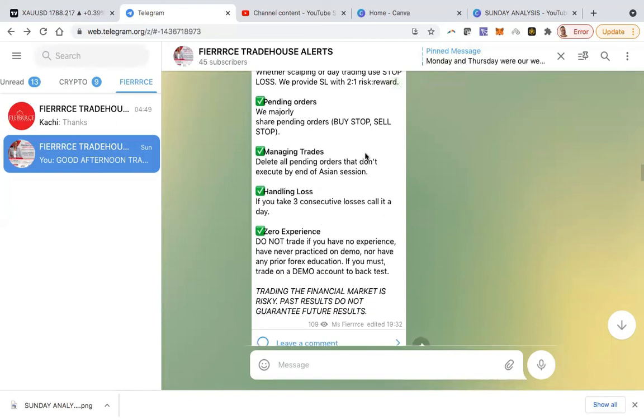And then managing trades, delete all pending orders that don't execute by the end of the Asian session. So if just prior to the open of the London, trades haven't yet executed, sometimes just delete them, okay? You don't have to keep them pending, because if you forget, they could activate. But usually what I found is if they do activate in the Asian market, they tend to close in the London. Okay, that is in the next Asian market. I mean, in the Asian market after the New York, just before the following London session.